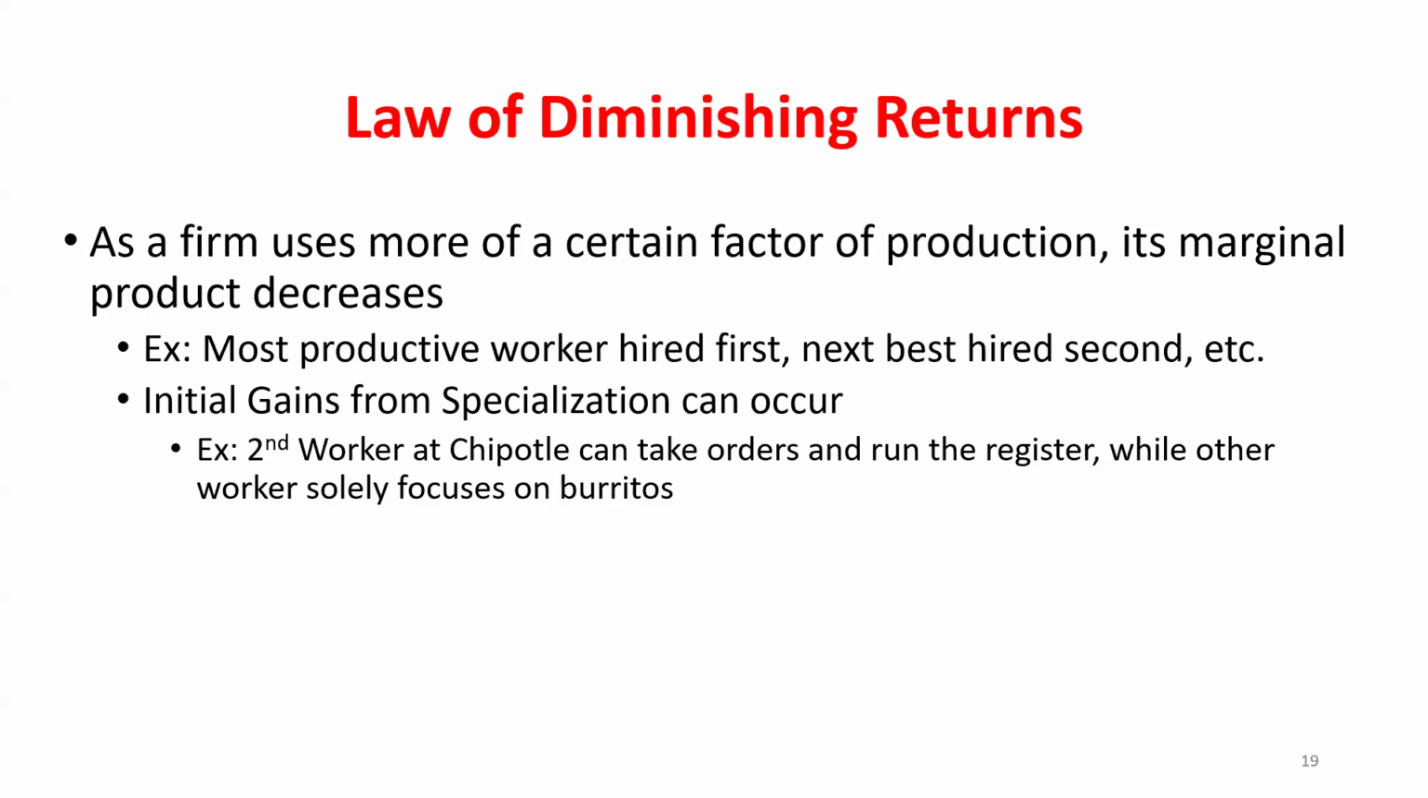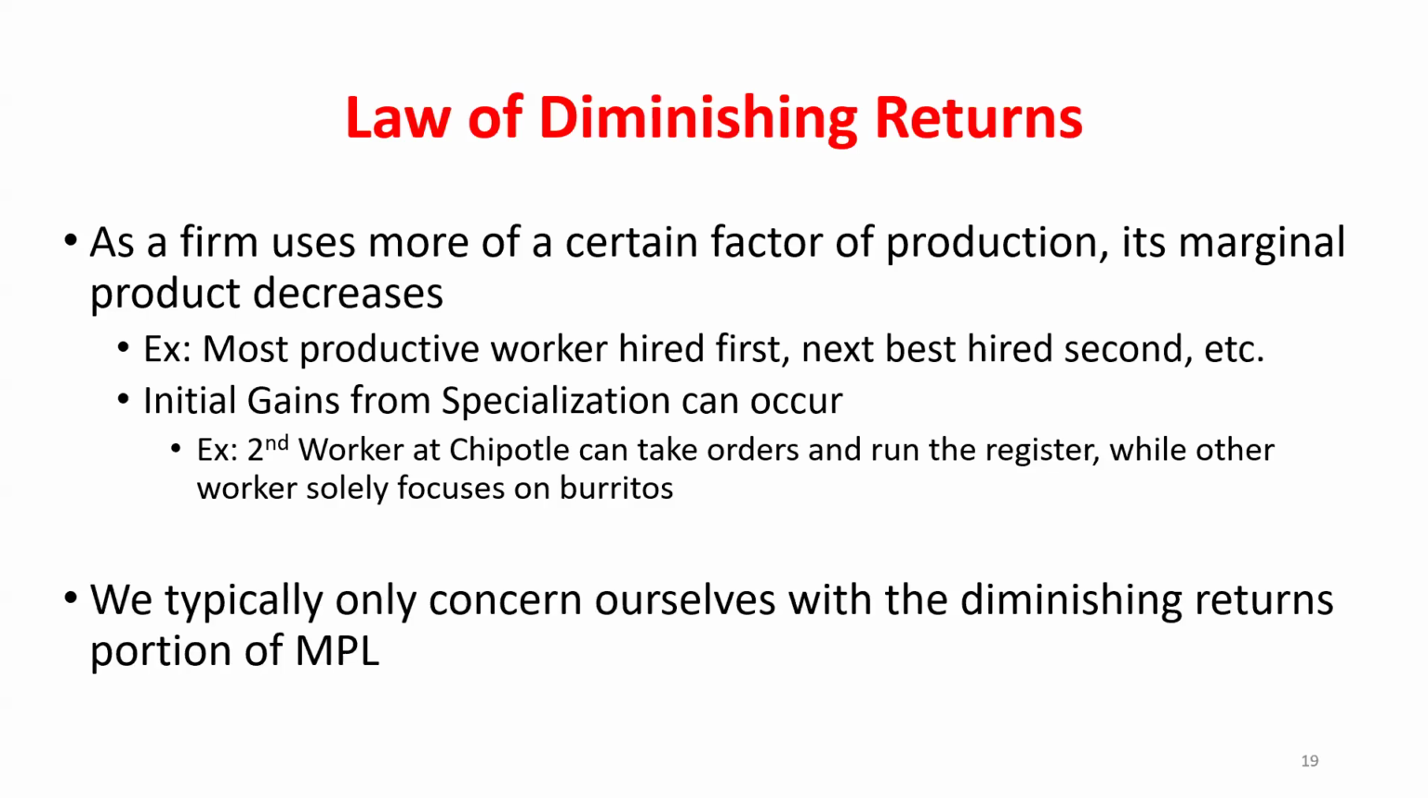Now, eventually, even though I might have gains from specialization, once I've exhausted those gains, I'm still hiring less and less effective workers. So in my Chipotle example, even though I now have 5 workers and they can each do a specific task, maybe that 5th worker is really bad, right? So it doesn't matter that they can specialize. They're just a much less effective worker that would cancel out any gains from specialization. And since they're just a bad worker, I now have diminishing returns.